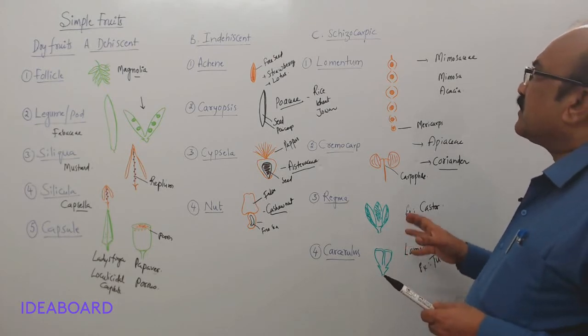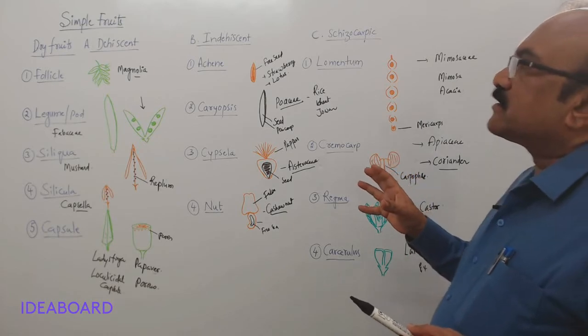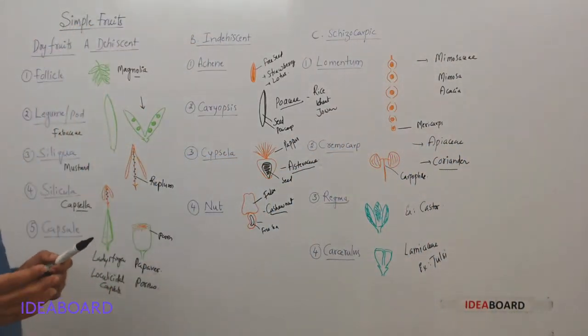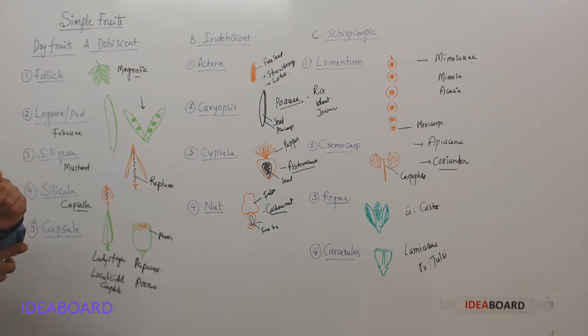So like that, you will find these simple fruits, among which we discussed the two kinds so far, that is fleshy fruits and dry fruits. And dry fruits are of three types, that is dehiscent, indehiscent, and schizocarpic.